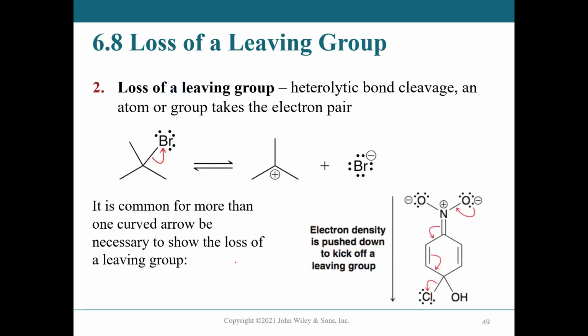So loss of a leaving group, heterolytic bond cleavage. Remember, what was a homolytic bond cleavage? A homolytic was just a half barb right here and a half barb right here. I should have drawn that better. This would be a homolytic. But heterolytic, the electrons are going to the bromine. Then we have this carbocation. It's common for more than one curved arrow to be necessary to show the loss of a leaving group.